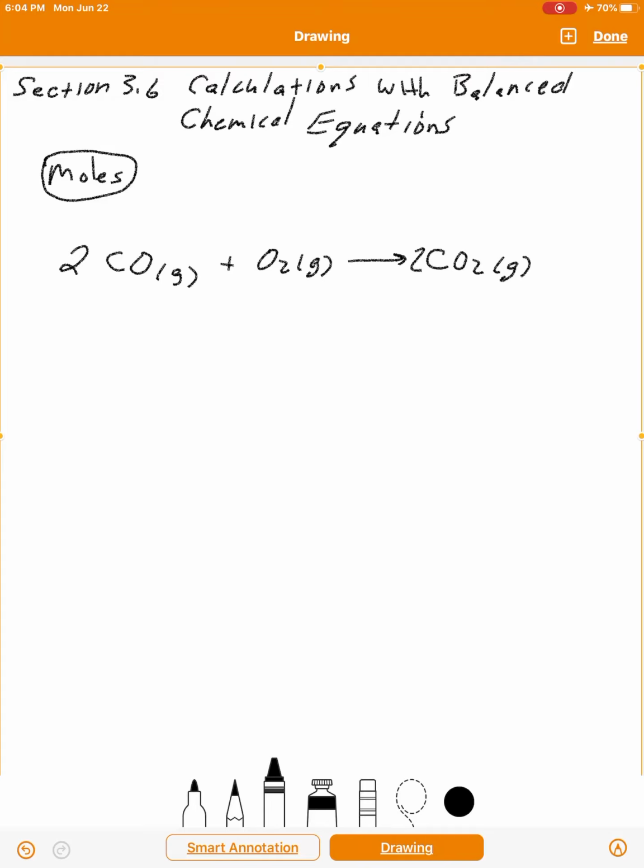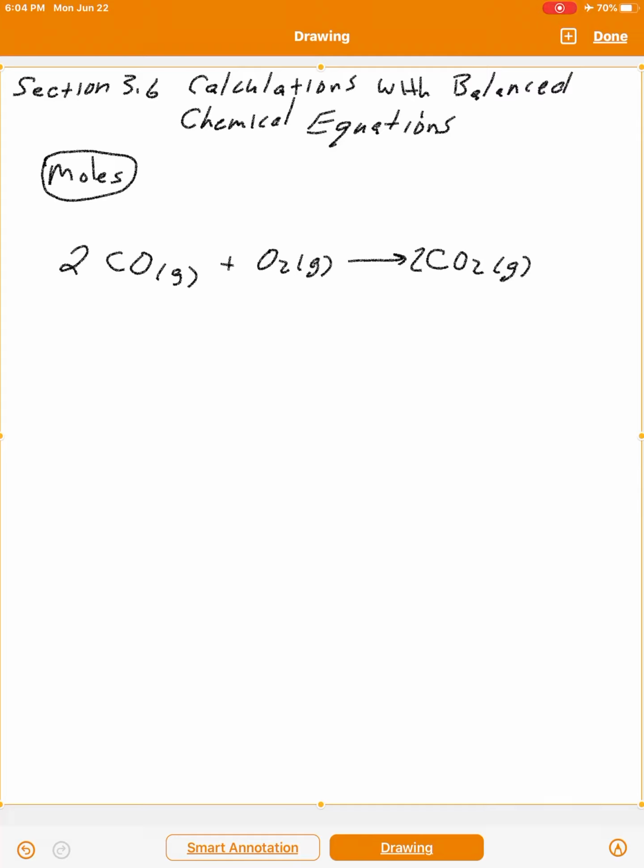Okay, section 3.6, calculations with balanced chemical equations. Now, this is perhaps the most standard type of chemical calculation that we do in the whole first year of general chemistry. So here's the idea. We've learned how to balance chemical equations.